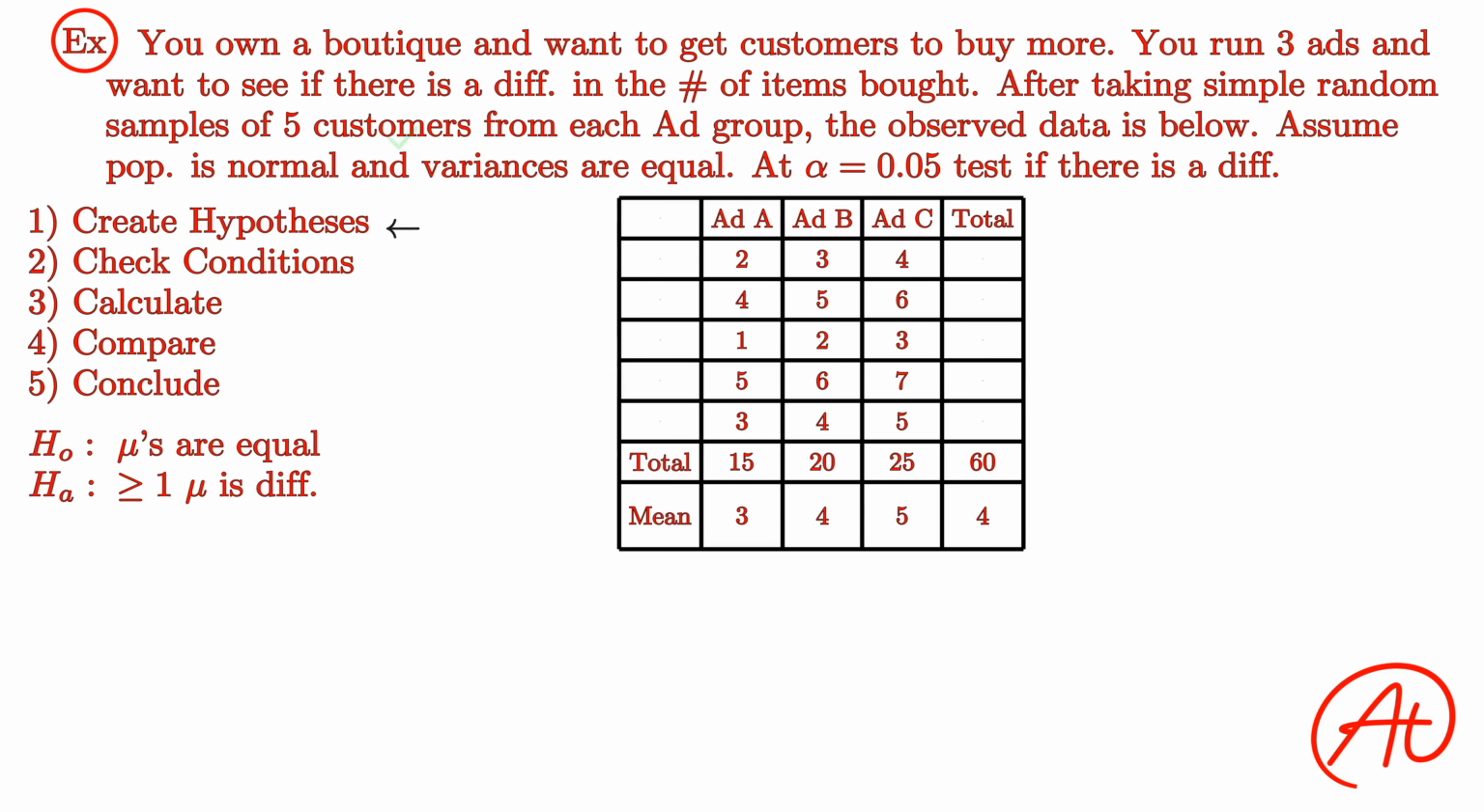Now that we have our hypotheses, we next need to check our conditions. For an ANOVA test, there are 4 different conditions that need to be satisfied in order for us to be able to use this test type.